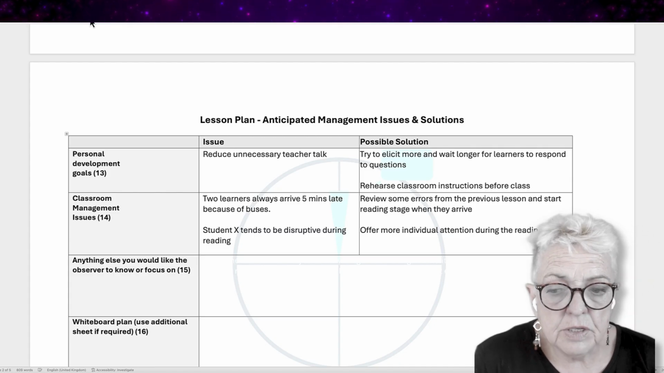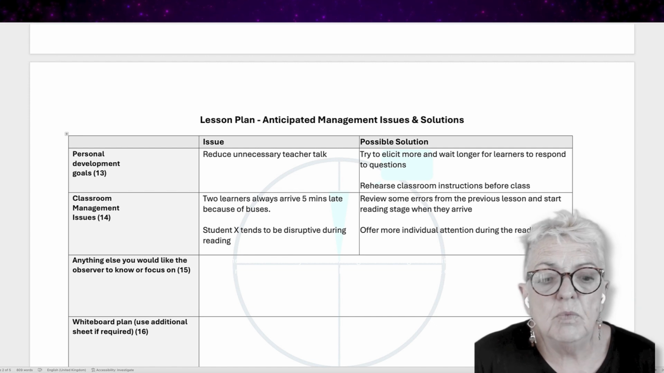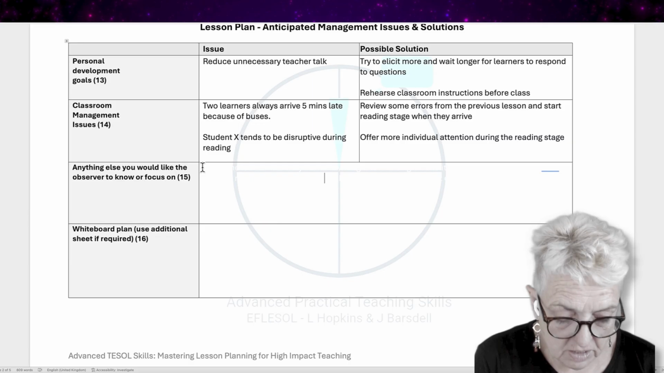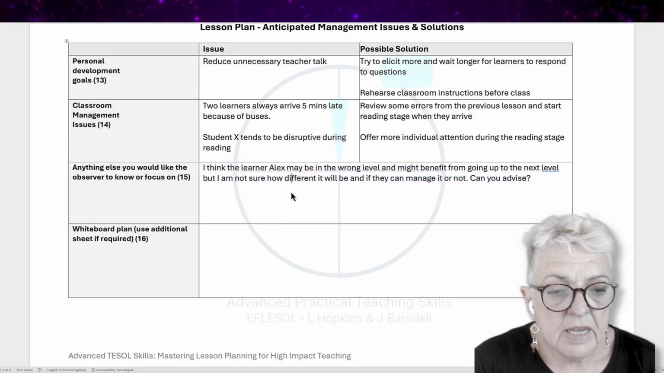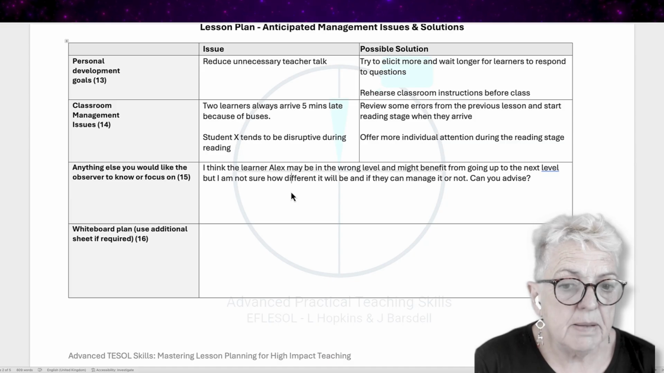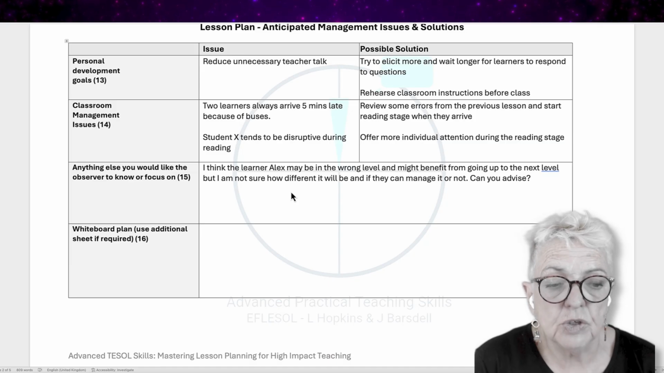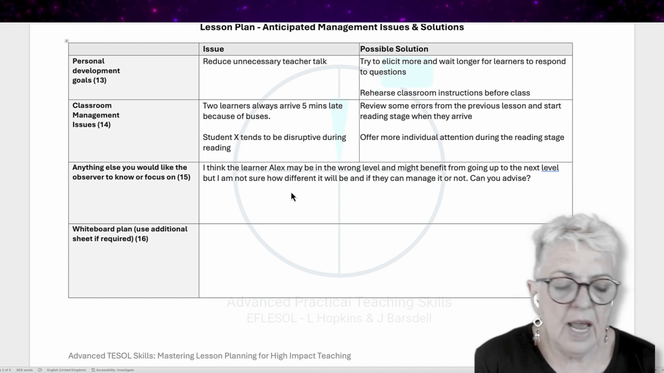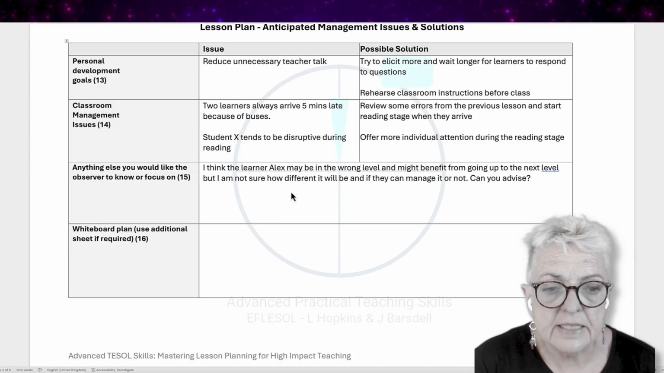So you're trying to show that you understand what the problems are, you're anticipating them, and you've got a solution. This is a chance where you can ask, so let's show this one. Get the assessor's advice. I think the learner Alex may be in the wrong level, might benefit from going up to the next level, but I'm not sure how different it will be and if they can manage it or not. Can you advise? So the assessor may be more aware of the different levels in the school and can bring their expertise. Use your assessors. They are there because they are more experienced.